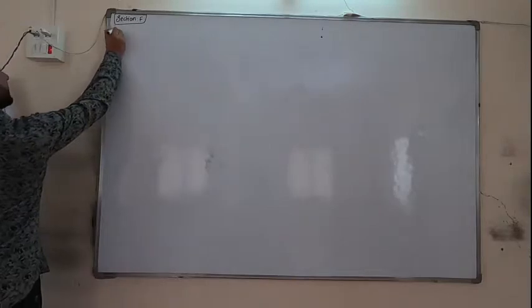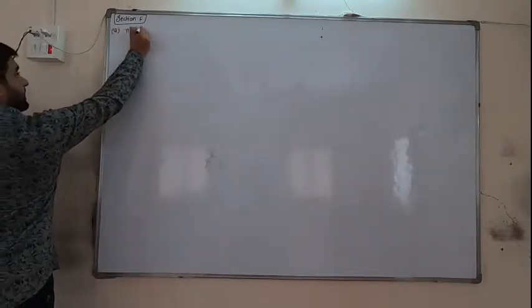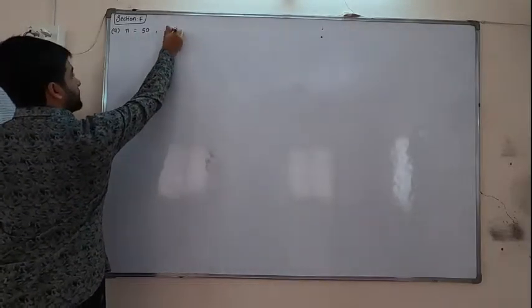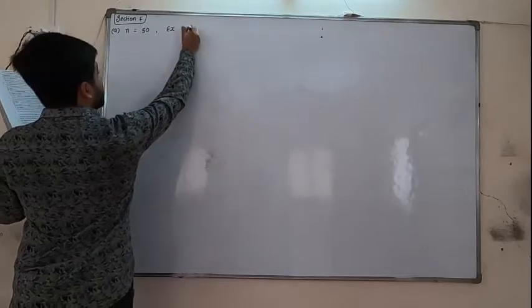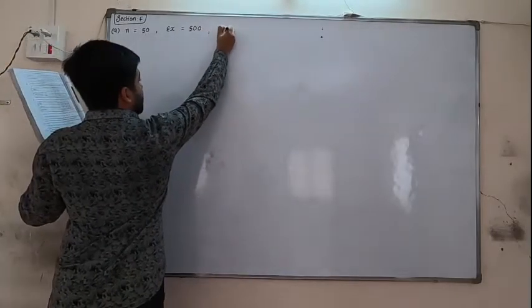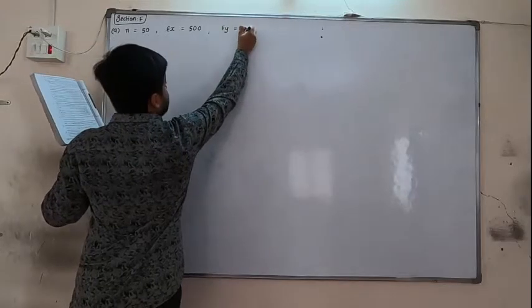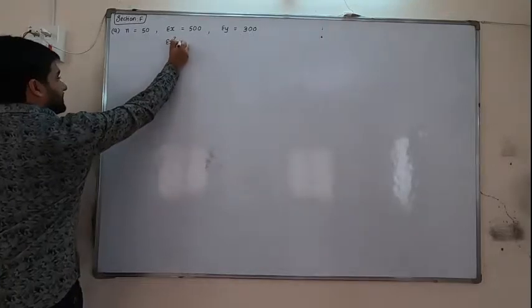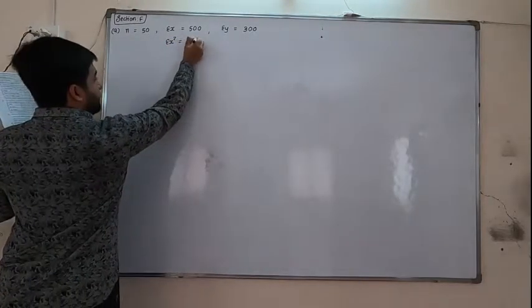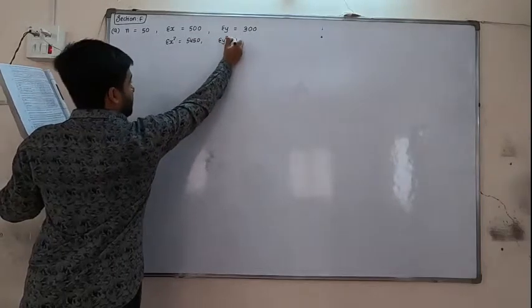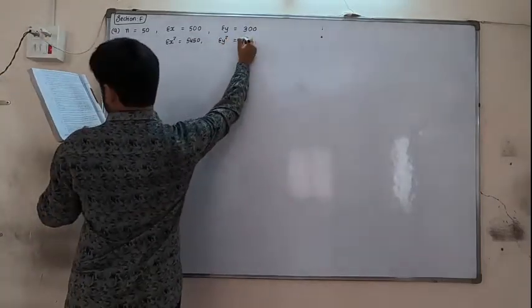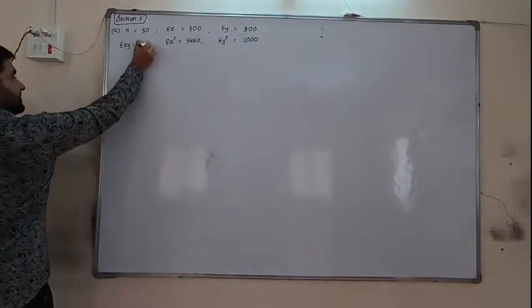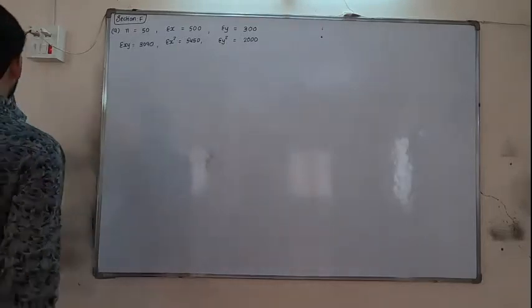So first we will write the data. N is equal to 50, sigma x 500, sigma y 300, sigma x square 5450, sigma y square 2000 and sigma xy 3090.